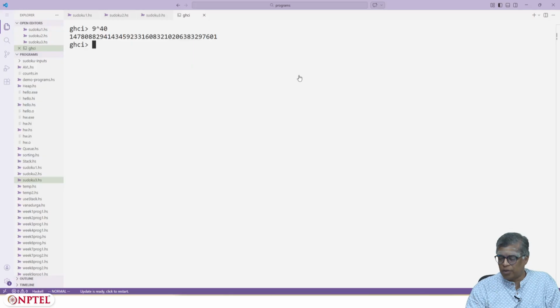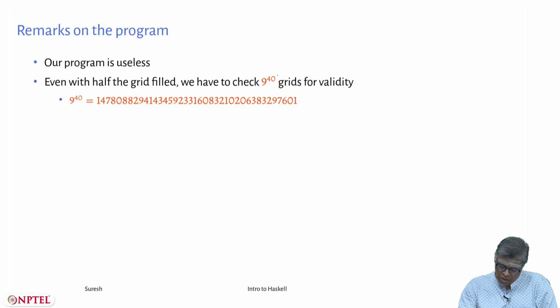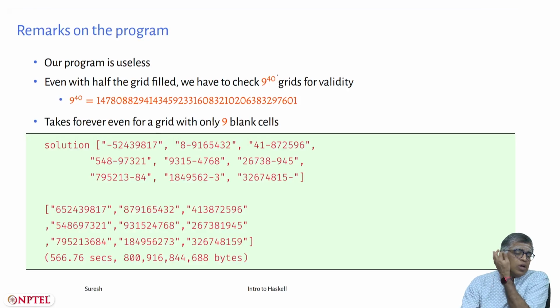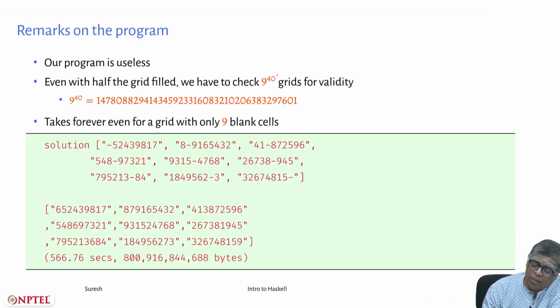Yeah, so you get this value. This is really huge, and your program is pretty useless. Half the grid filled is actually quite a trivial puzzle even for humans, right? In fact, the solution takes forever even for a grid with only 9 blank cells. If I give you this, you just by inspection figure out what all the things go there. It will take you less than a minute, even manually, just by inspection.